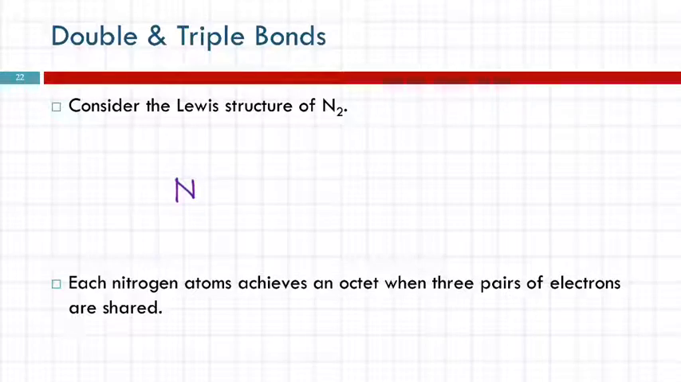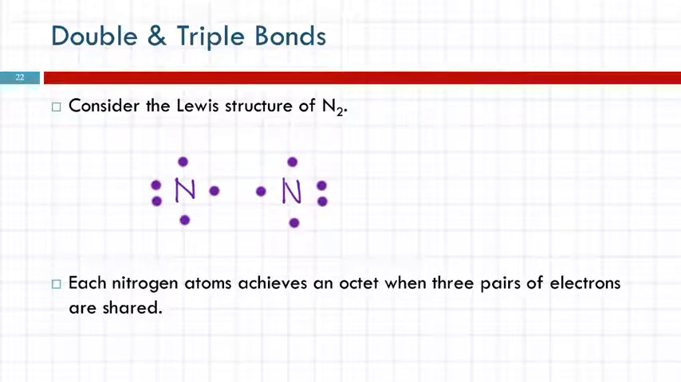So here's nitrogen, and it has 5 valence electrons. And another nitrogen atom has 5 valence electrons. I'm drawing the dots in a particular order because I know what I want to do with them. Well, how can 2 nitrogen atoms share electrons and both get octets? Well, let's start by sharing that one.